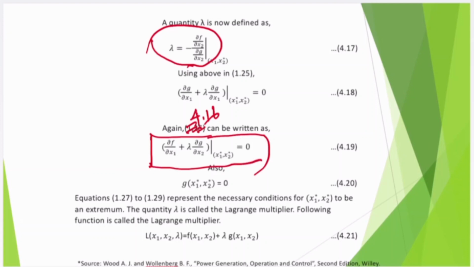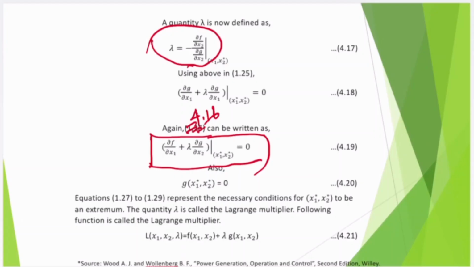So what you have to do is differentiate the objective function with respect to x1, plus lambda times the constraint with respect to x2, now equal to 0. So finally, one can also rewrite the overall equations as L of x1, x2, lambda. Why do we say x1, x2, lambda? Because there are two variables x1, x2, but lambda is also a variable. Okay, so totally there are three variables.